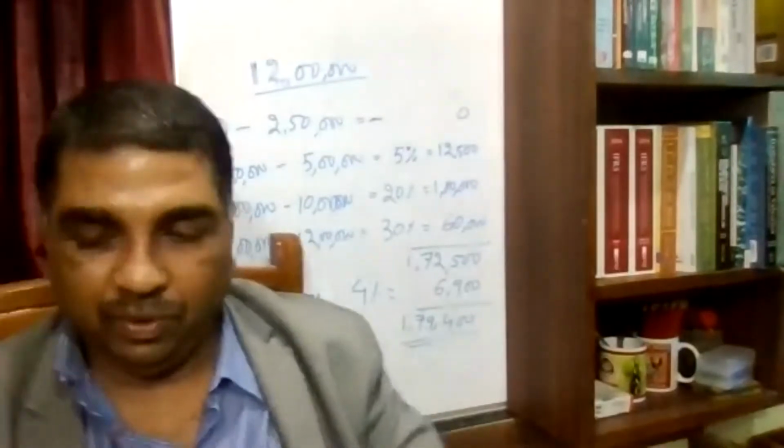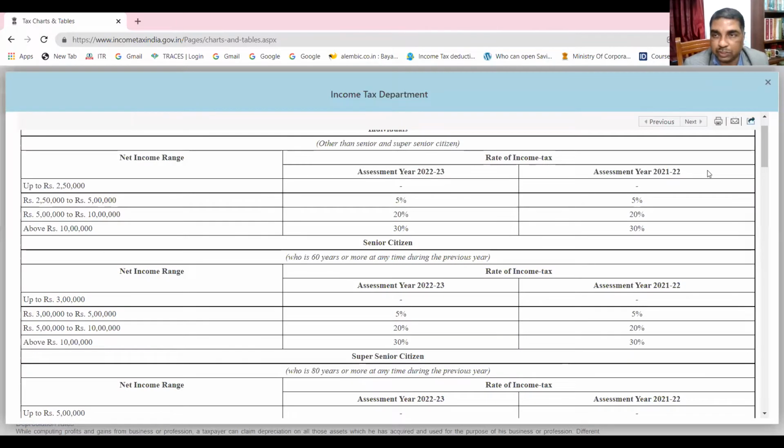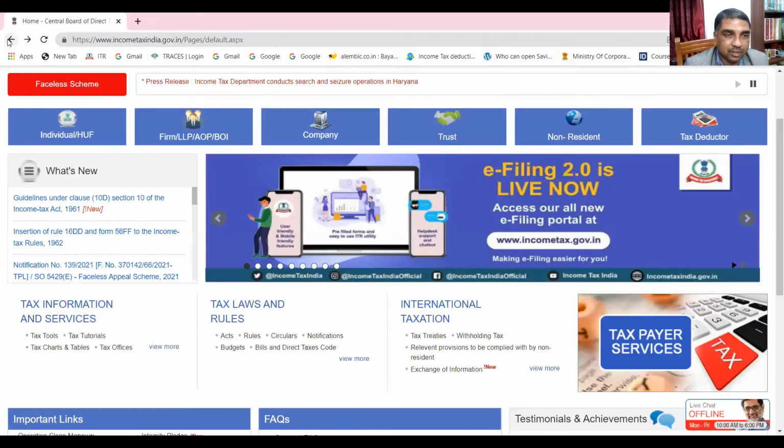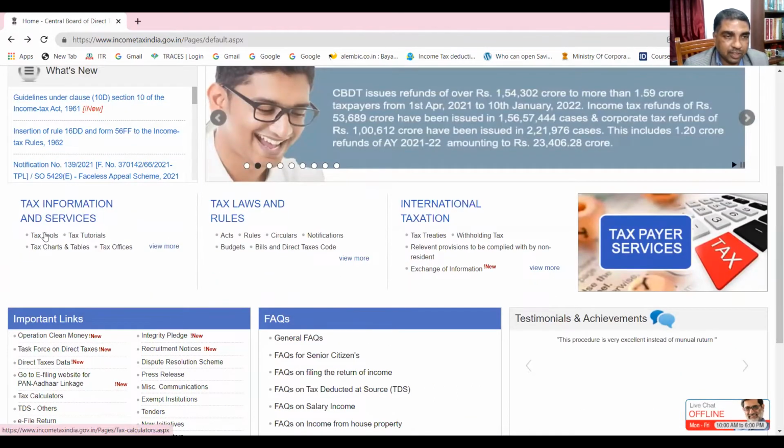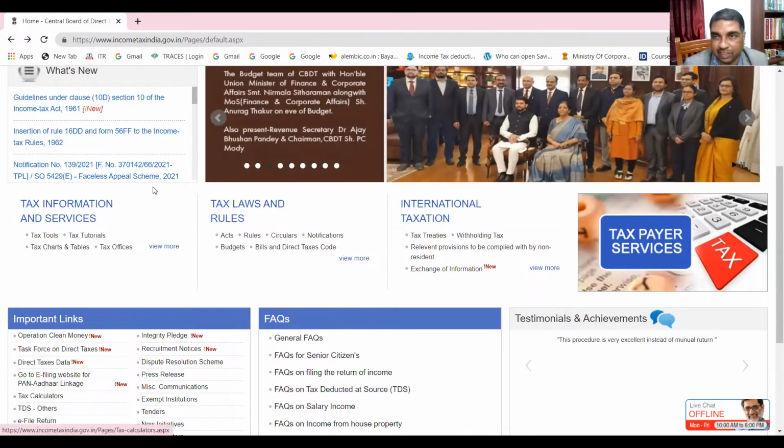Okay. Now I'll be telling you one more shortcut approach here. You can also do that. Let me again take you to the income tax department's website. Okay, so this is what I was showing you. I'm taking you to this home page. In this home page, can you see here? One link is there, Tax tools. Here you can go there.